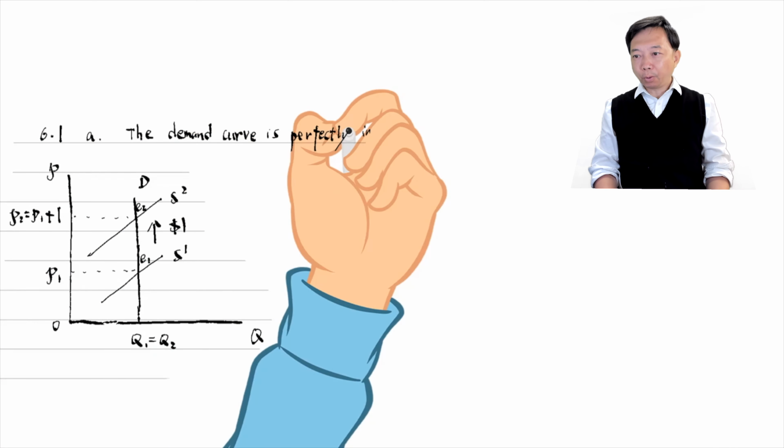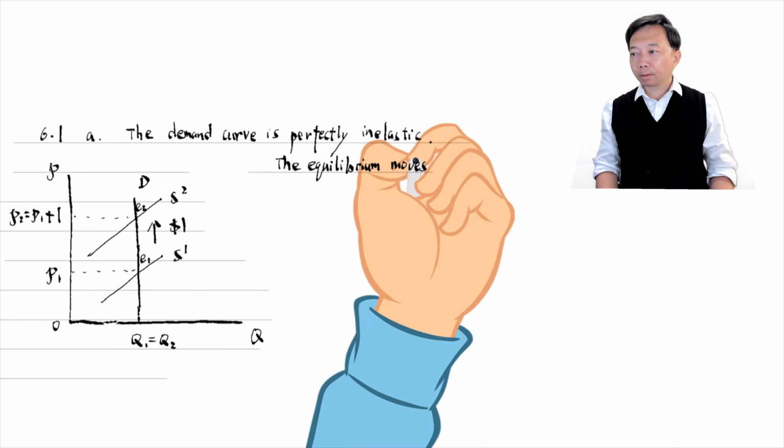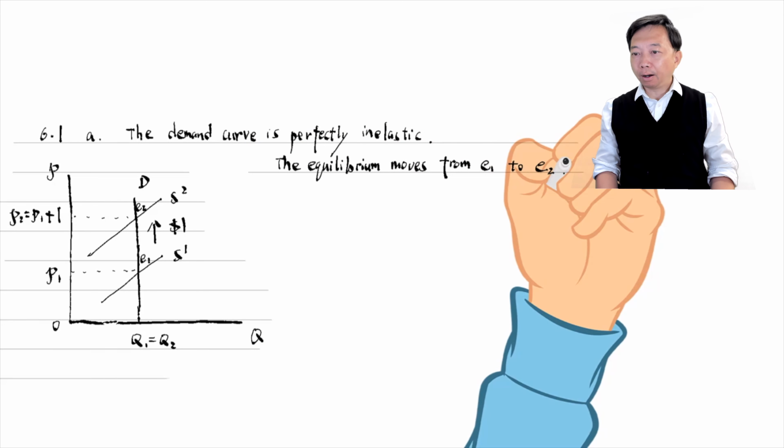As shown in the graph, the perfectly inelastic demand curve, D, is vertical at Q1. The upward sloping supply curve, S1, intersects the demand curve at the pre-tax equilibrium, E1. The specific tax of $1 shifts the supply curve upward by $1 from S1 to S2.